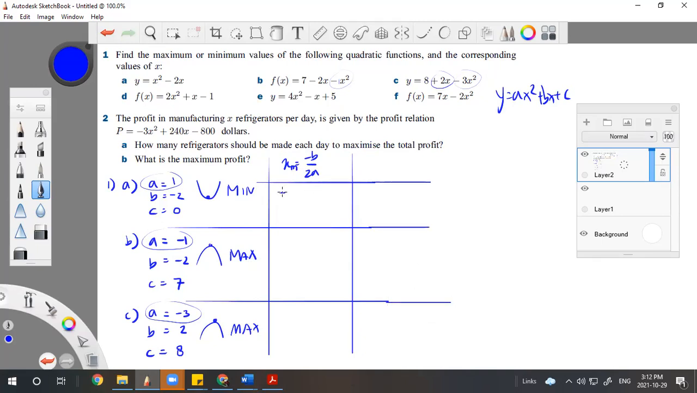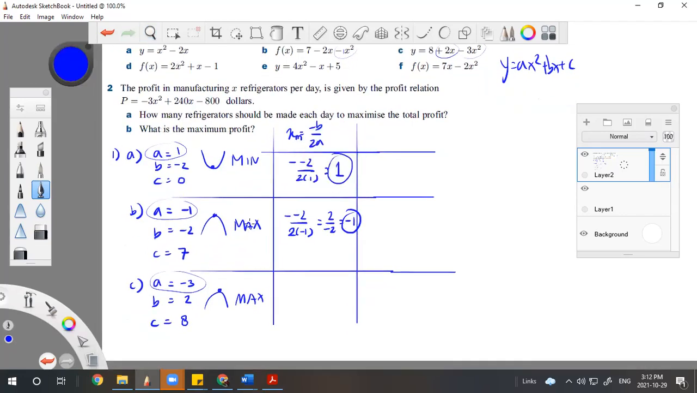Right, negative b minus 2. Xm. Wait, minus 2 over 2 times 1. So it is 1, right? And then how about this? Minus b minus 2 over 2 times negative 1. 2 over negative 2, it's negative 1. The maximum is on the negative 1, but it's okay, no problem.